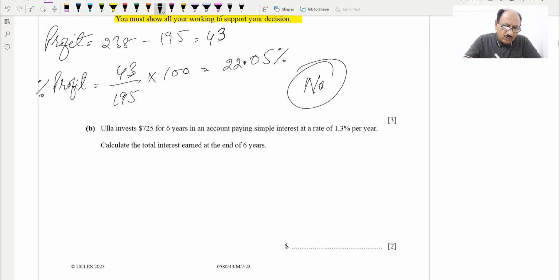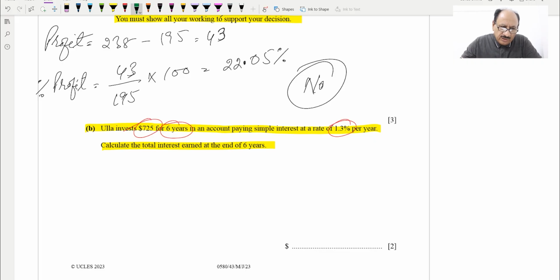This is done. Now for B part, Ula invests $725 for 6 years. So the time duration is 6 years. This is the principal amount, and the rate is 1.3 per year. Calculate the total interest earned at the end of 6 years.